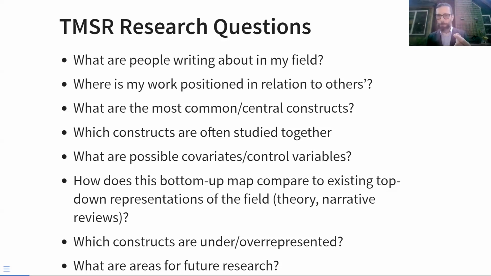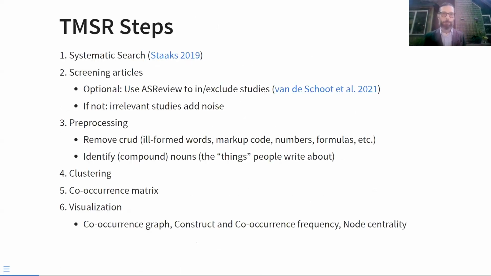in this area? And how does this bottom-up data-driven map of the literature compare to existing top-down representations of the field, for example, as have been constructed by narrative reviews? It can also help identify areas for future research if we find terms that are kind of on the fringes of the map, and it can also help identify which constructs are over or underrepresented in the map. I will show visual examples of this later.